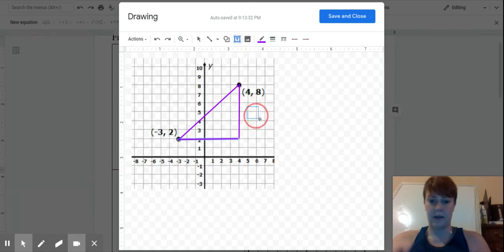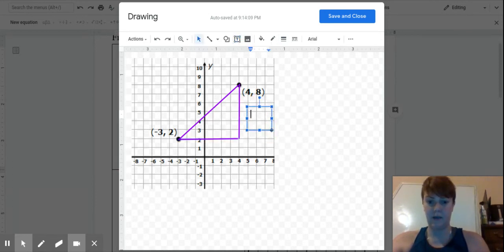So now we're going to put our text box here, and we're going to count because we're good at counting. 1, 2, 3, 4, 5, 6. And we're going to put another text box over here. And it is 1, 2, 3, 4, 5, 6, 7, if I counted properly, which I think I did.